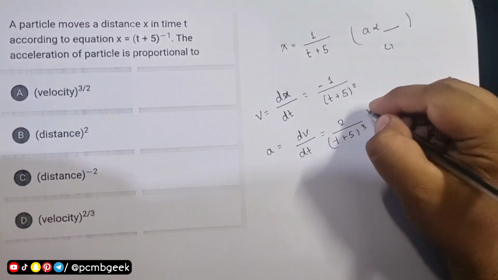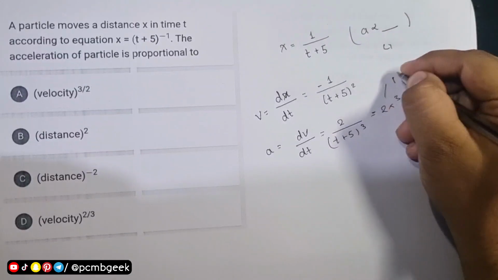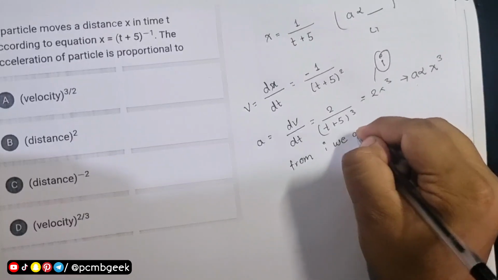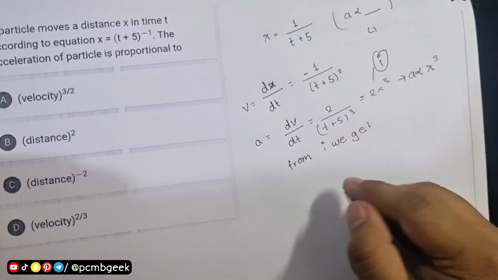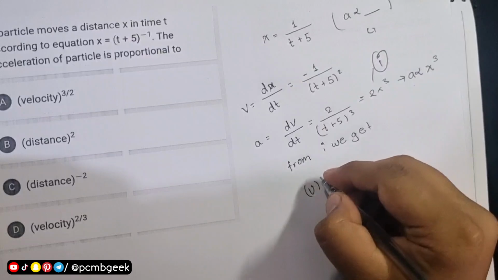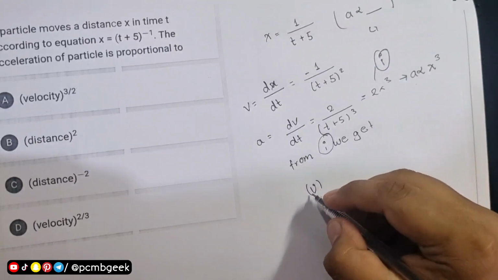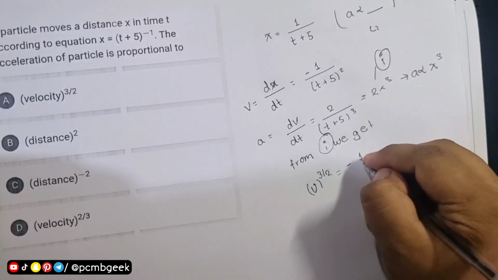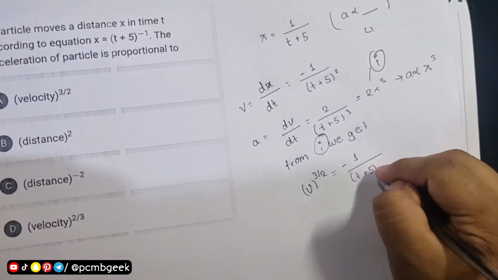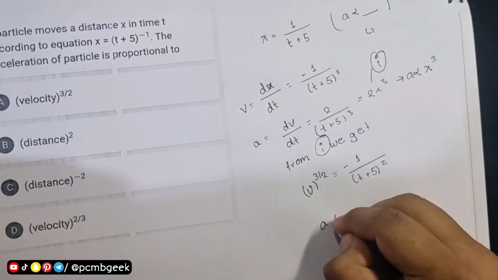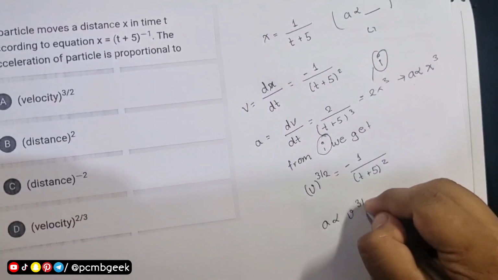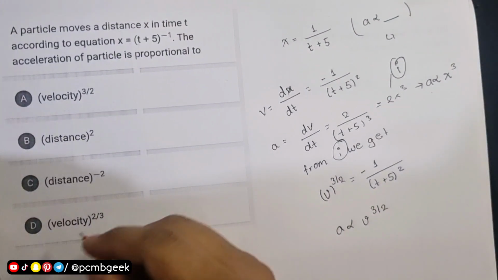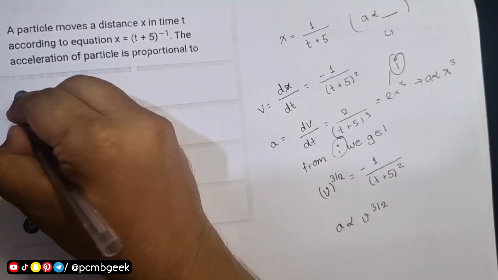Now we will use this equation as I. Now from I we get, this is similar, I can just substitute the velocity. Now from I we get the velocity raised to power 3 by 2, that is 1.5, equals negative of 1 divided by (t plus 5) square. That is nothing but acceleration is directly proportional to velocity raised to the power 3 by 2. That means the acceleration of the particle is proportional to velocity raised to power 3 by 2.